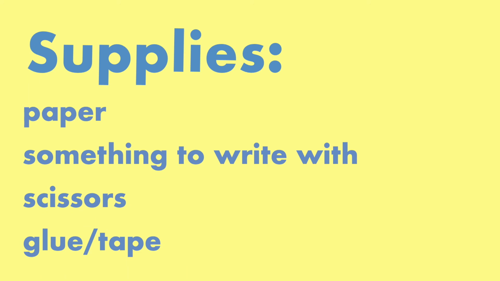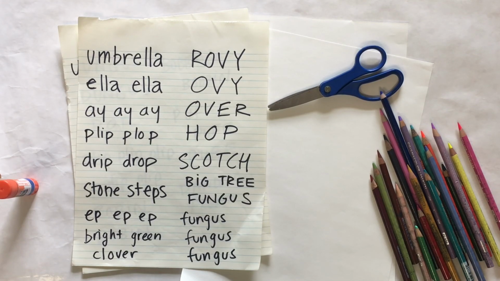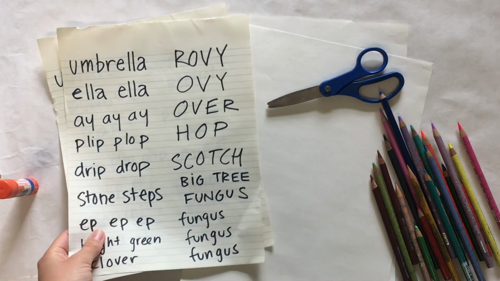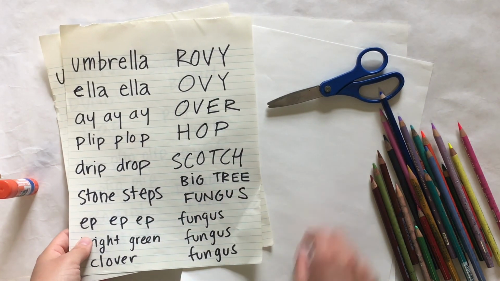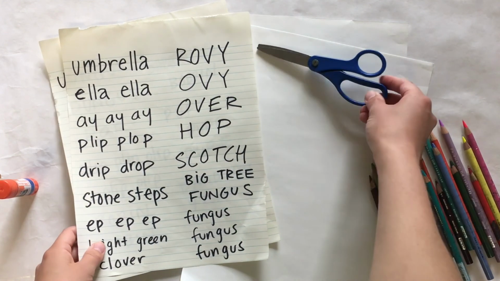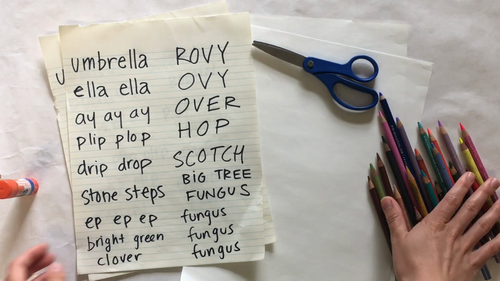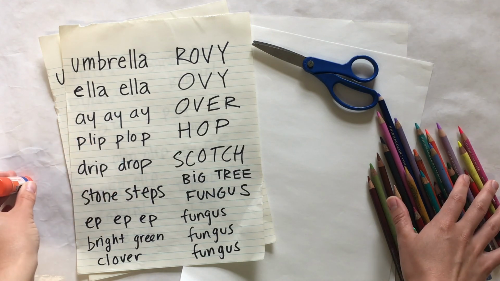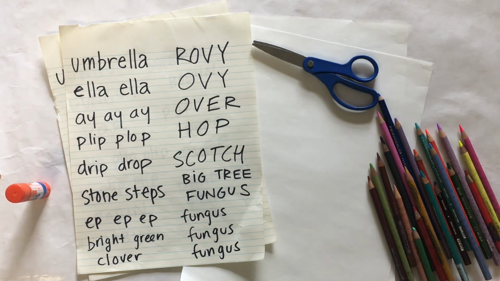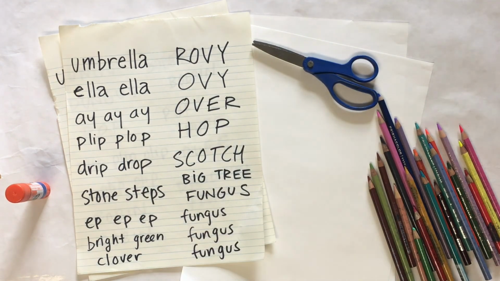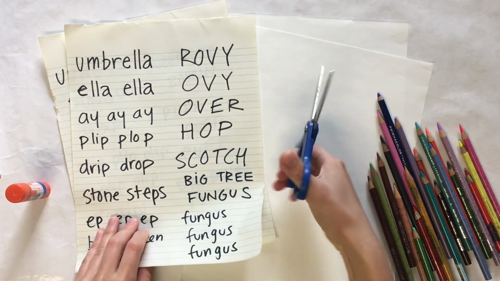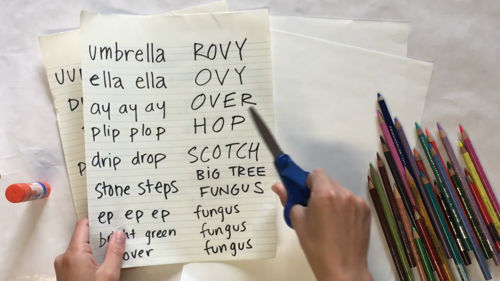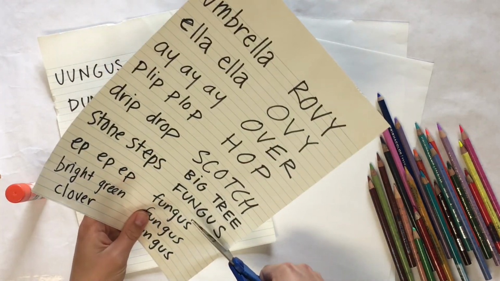To put together your bebop song, you'll need paper, something to write with, scissors, and glue or tape. As you can see, I have all of my supplies gathered. I have my words written out on a piece of paper from our walk. I have my pair of scissors for cutting the words out, my pencils for creating my new composition, and my glue stick. The first thing I'm going to do is cut all of these words out individually. Then I'm going to lay them out on my paper to see how I want to arrange them.